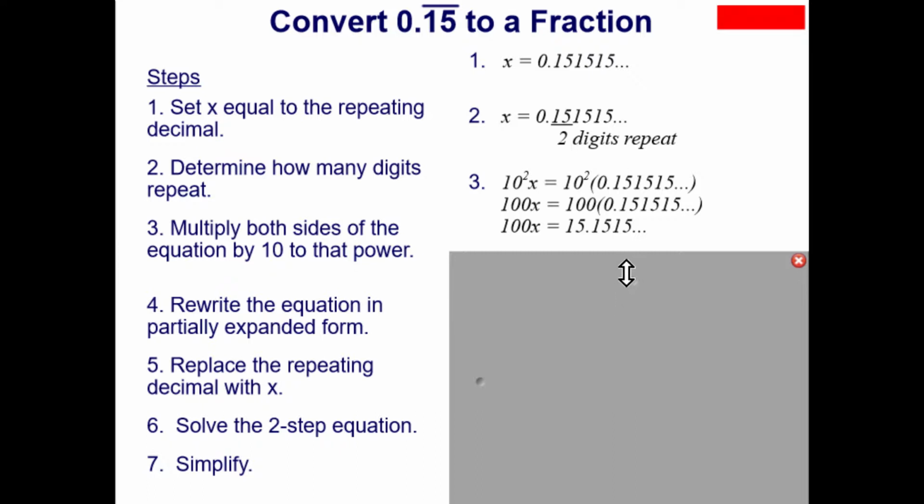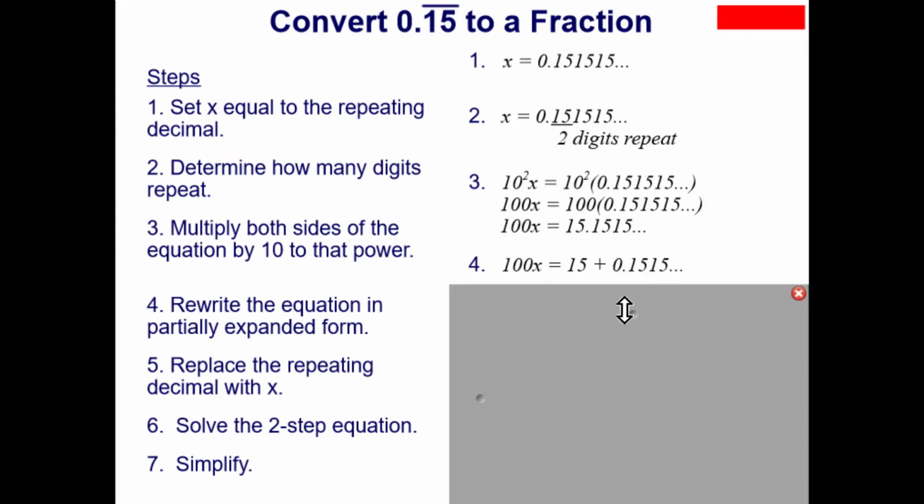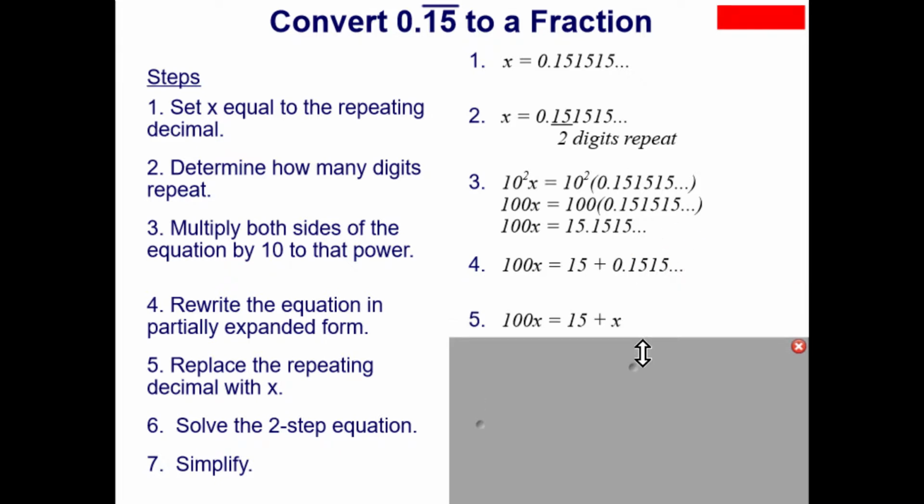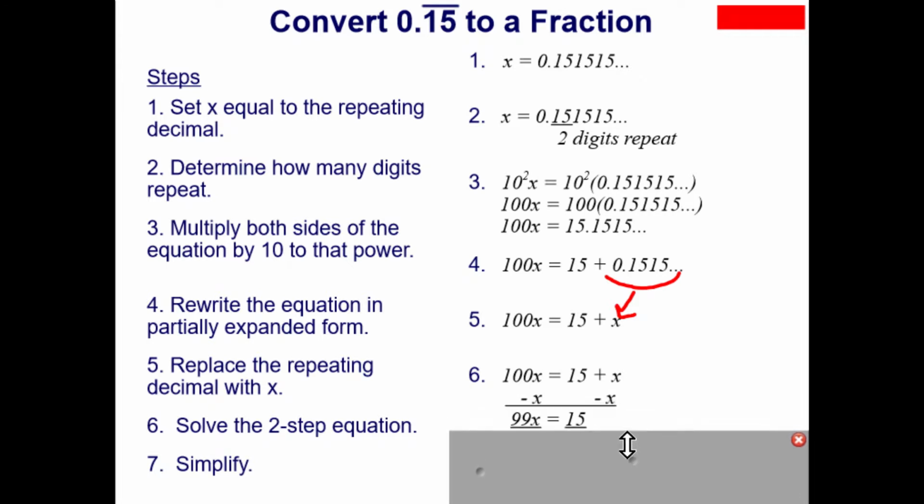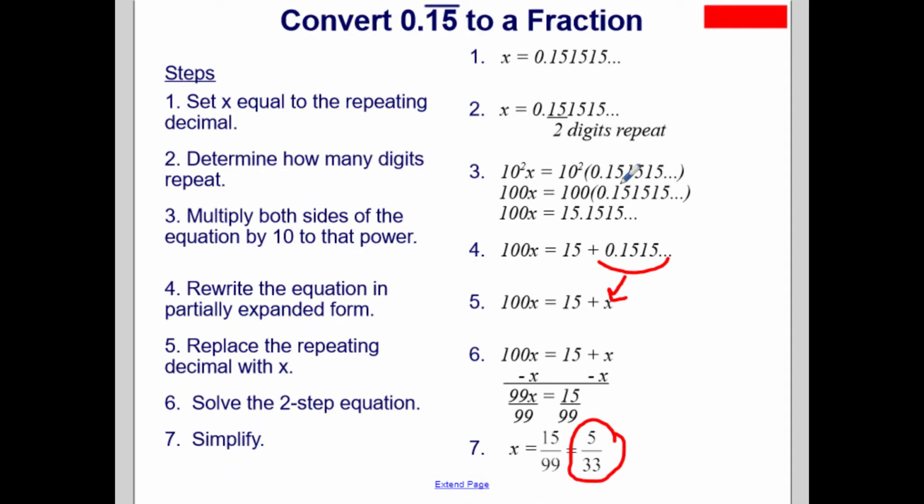We're then going to rewrite that equation, the 15.151515, in partially expanded form, giving us 15 plus 0.1515. And then we'll replace the repeating decimal left over here with x. So this became an x. We're then going to solve this equation for x. We would subtract x to get 99x and then divide by 99. Simplify, we can have 15 over 99, or finally 5 over 33. So 0.15 repeating is the same as 5 over 33.